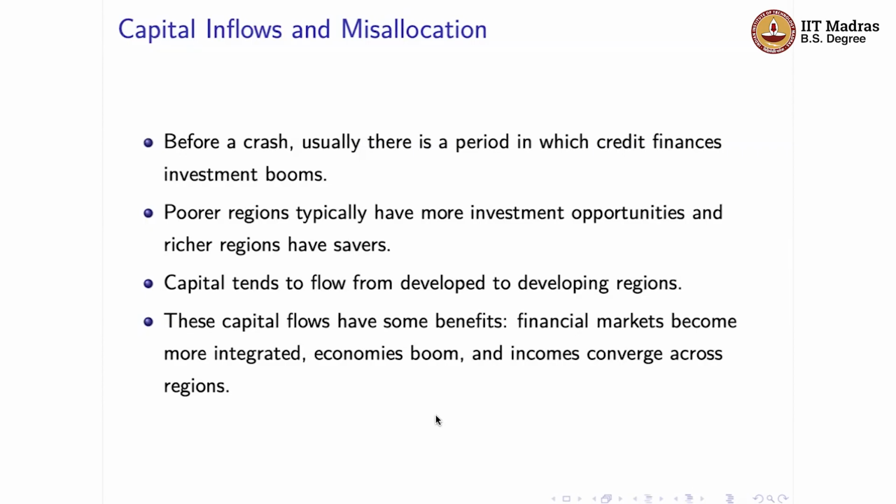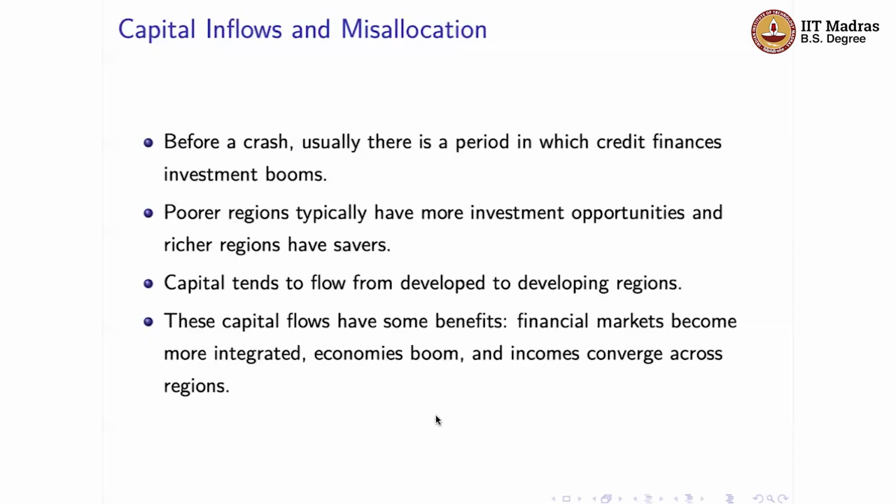Now, why does such a thing happen? Typically, as we have seen, poorer regions often have more investment opportunities because there are more low-hanging fruits, and richer regions typically have savers, but not so many investment opportunities because the easy type of investments have always typically been made, and now it becomes harder to find good investment opportunities. As a result of this imbalance, you typically have capital flowing from developed to developing regions. This can happen across the globe. As we have seen before, in the 70s and 80s, you had money flowing in from the richer industrialized countries to Latin American countries, which led to the Latin American debt crisis.